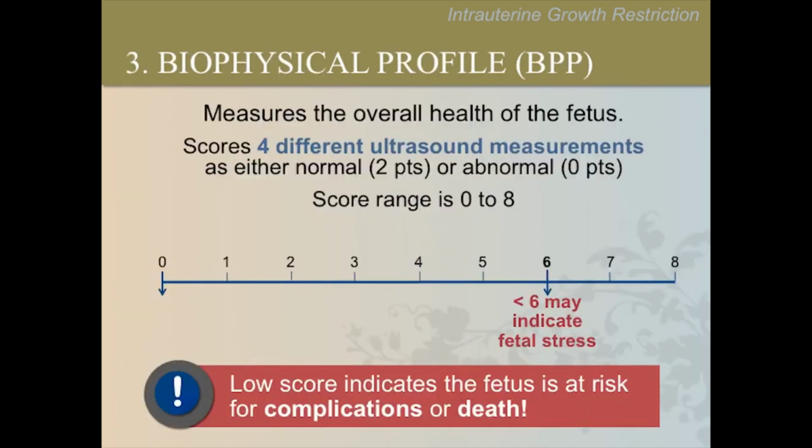The biophysical profile, or BPP, is another way to assess the overall health of the fetus. In this method, we look at 4 fetal characteristics on ultrasound and score each with 2 points if normal, or 0 points if abnormal. A score less than 6 may indicate fetal stress. A very low score means the fetus is at risk for complications or death.